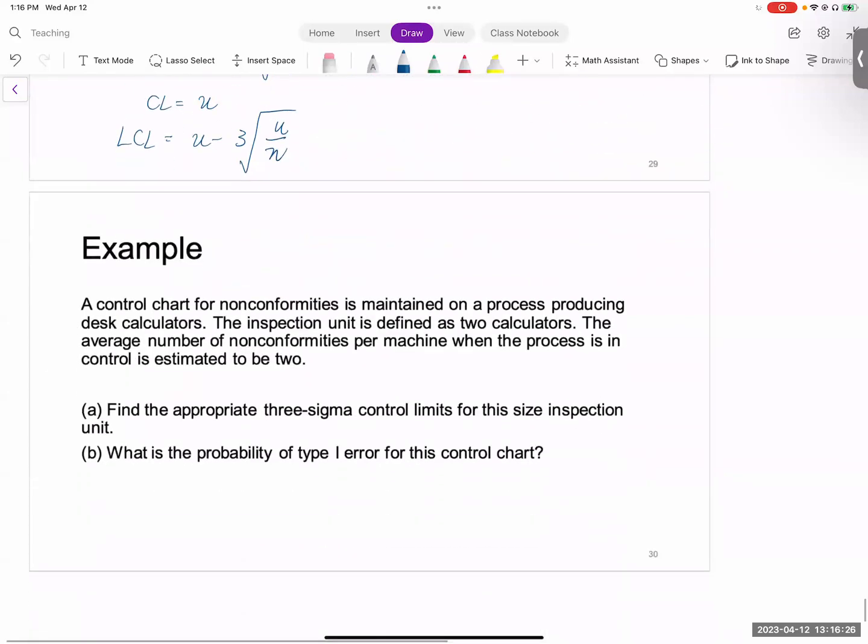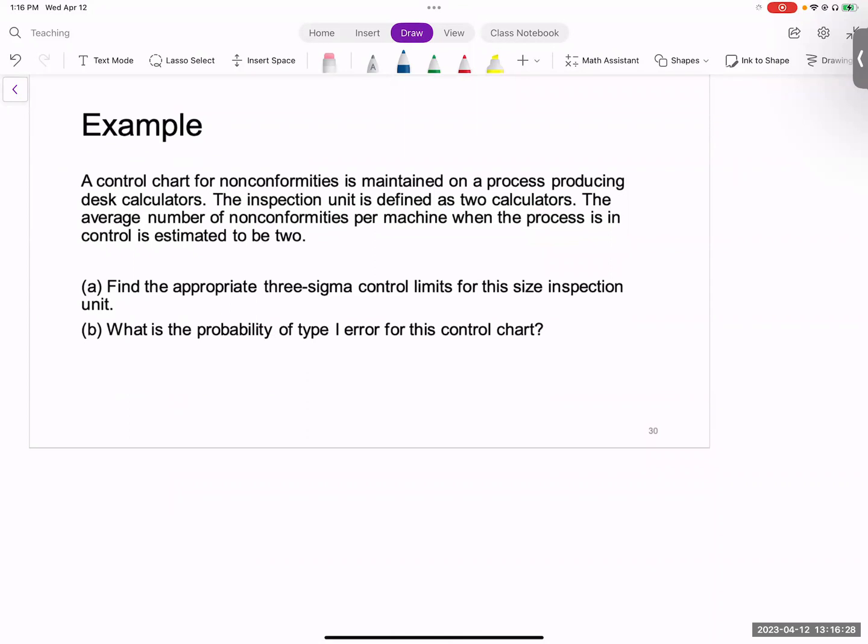All right, there's one last question. Let's try to solve this. Question says a control chart for non-conformities is maintained on a process producing desk calculators. The inspection unit is defined as 2 calculators, and the average number of non-conformities per machine when the process is in control is estimated to be 2. So the number of inspection units, which is n, is equal to 2, and then you're given c, which is also equal to 2, right? Since we have c available, we have n available, we are going to use an nc control chart in this case.